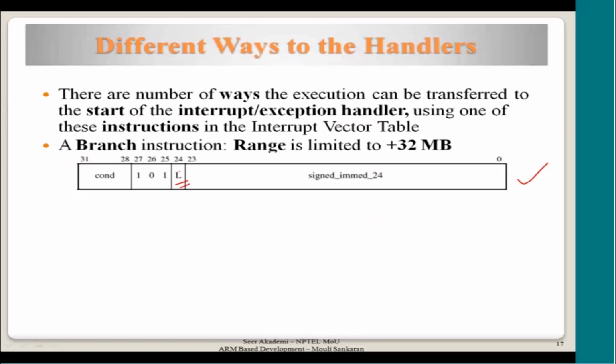Is the link required? We will not worry about this now, but you will not normally use the link register here. Just a branch. You don't want to come back. I'll explain why BL is not normally used.